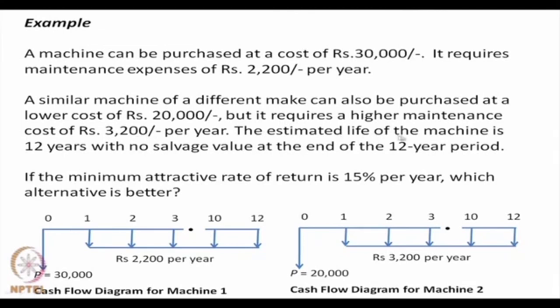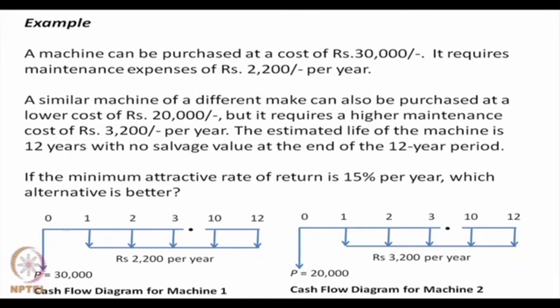If the estimated life of the machine is 12 years with no salvage value at the end of the 12-year period, it means that either machine 1 or machine 2 will work for 12 years and after that it has to be thrown away, it cannot be used. And if the MARR, that is the discount rate, is 15% per year, then which of the two alternatives is better? So, this is a case of comparing between two alternatives.